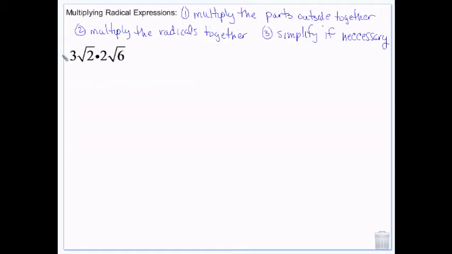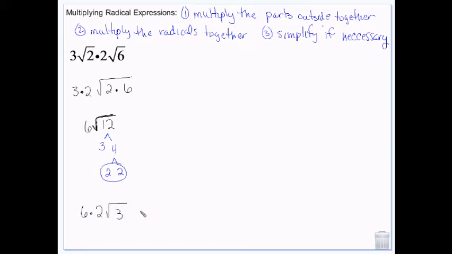Equals 3 times 2 and 2 times 6. So 6 root 12. Now, 12, I need to see if I can simplify. So I'm going to do 3 times 4, and 4 is 2 times 2. And there's a pair in there, right? So it becomes like 12 square root 3. So it's 12 root 3.